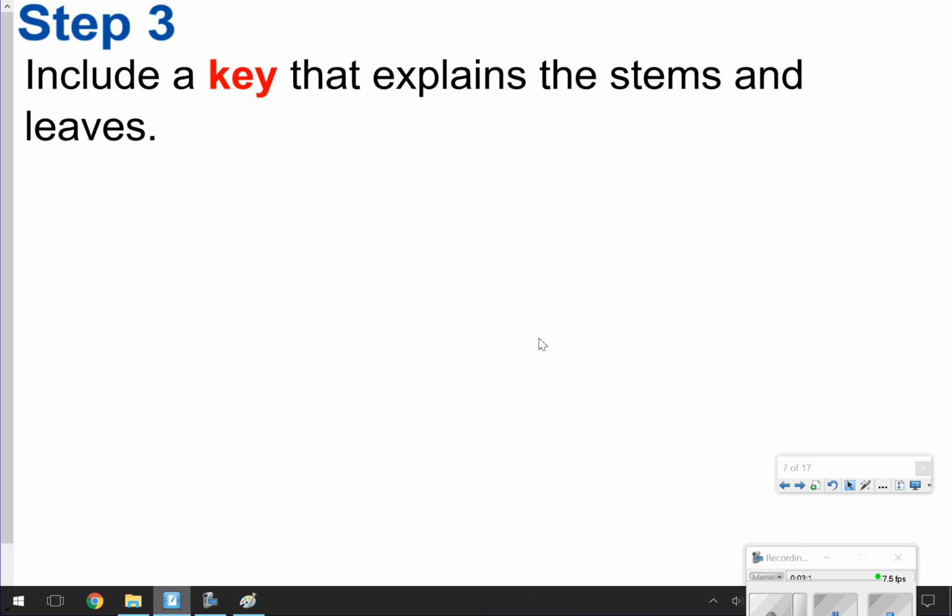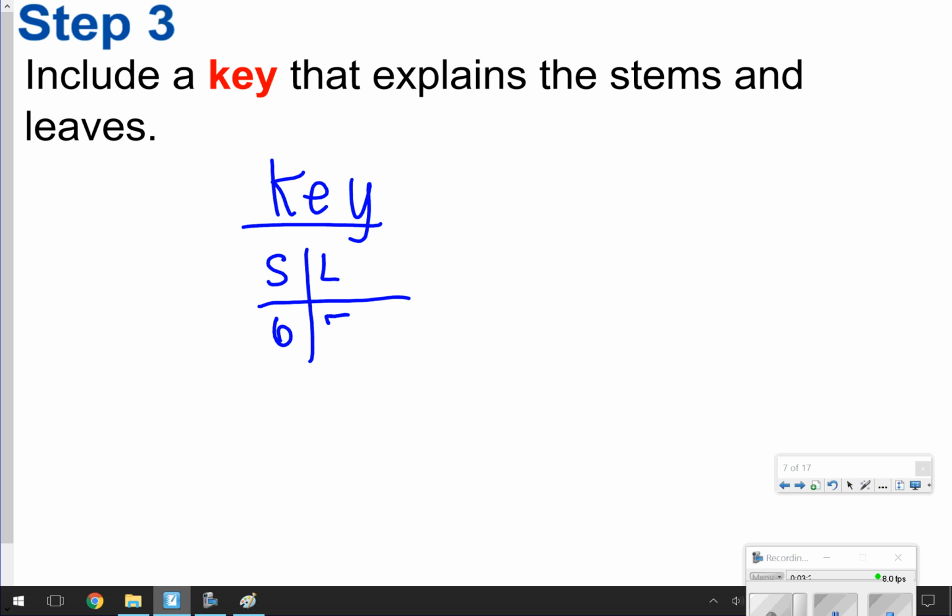Step 3 is really easy. It's just including a key that explains the stem and leaf. Once you're done drawing the stem and leaf plot, you would just go to the bottom corner and show one example. I'm going to use 67 for ours. So 6 in the stem, 7 in leaves stands for the number 67. You always want to include a key because you're assuming that people looking at your plot do not know what a stem and leaf plot is.